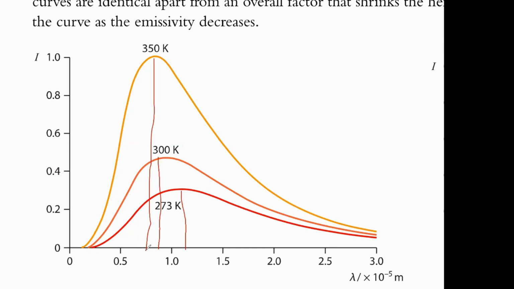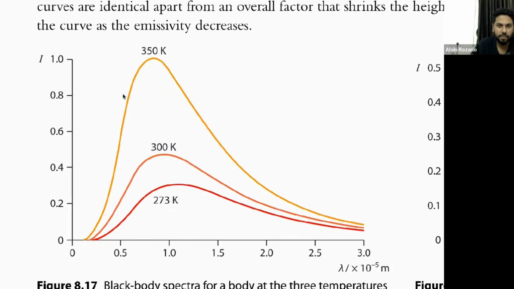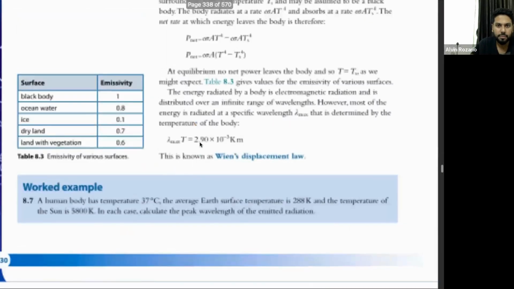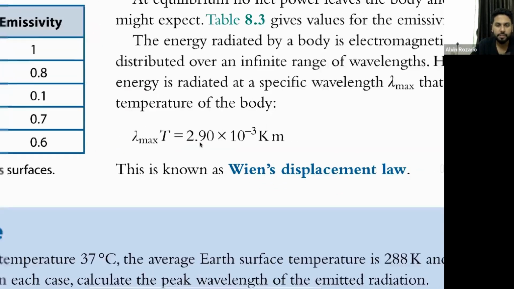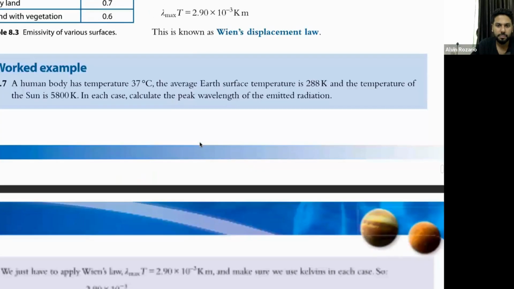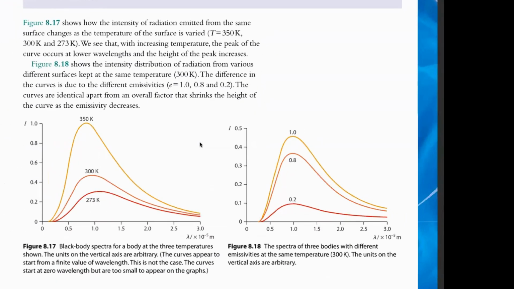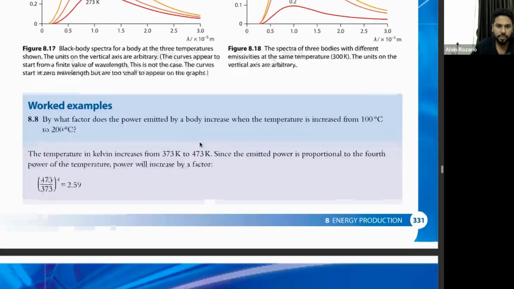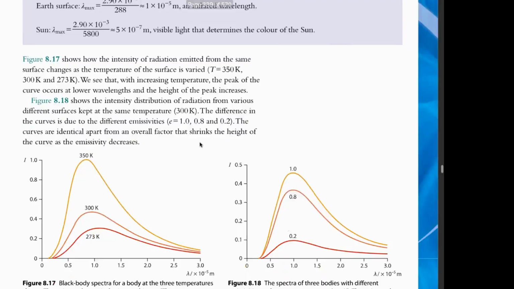This is called Wien's displacement law, and that is the law which is explained here with the help of a formula: lambda max times T is equal to 2.90 times 10 power minus 3, Wien's displacement law. Great. So now you understood how the black body radiation works.